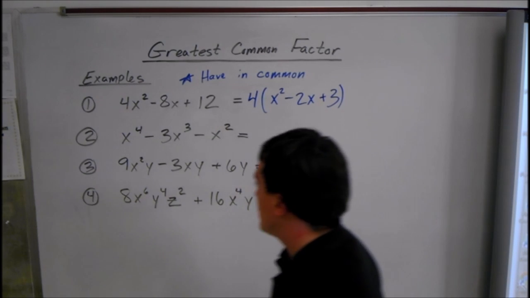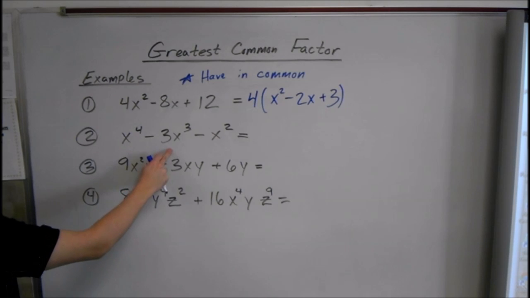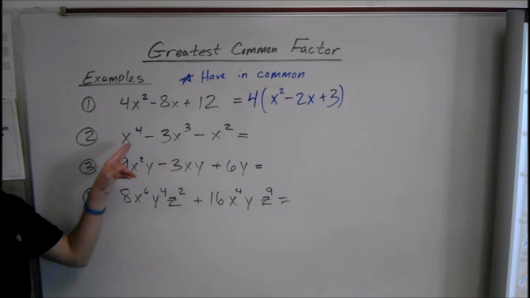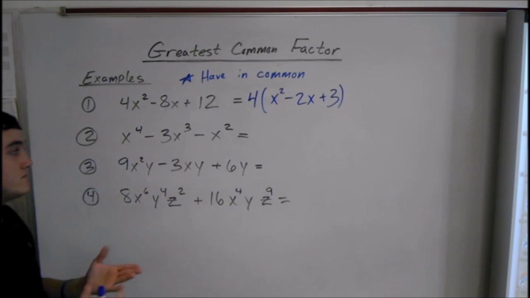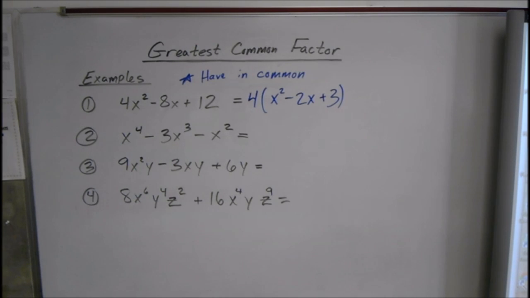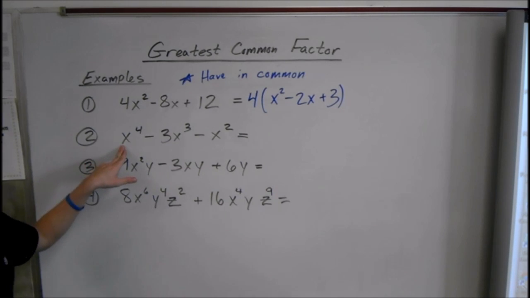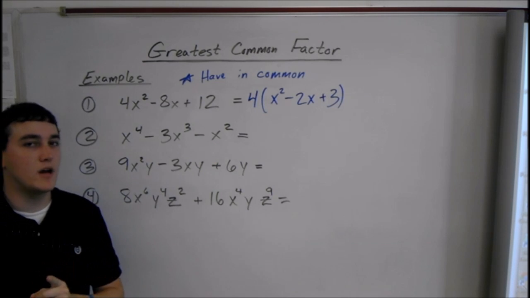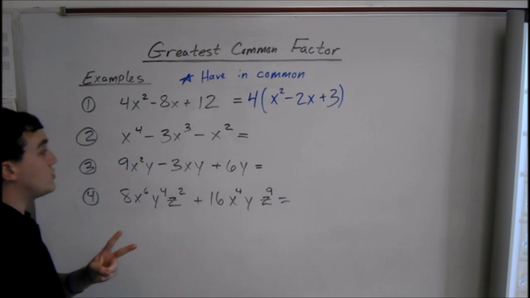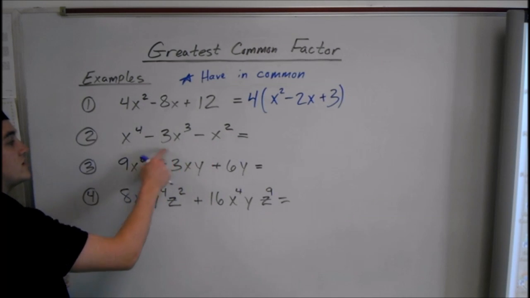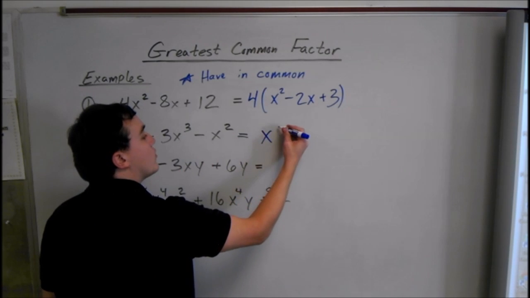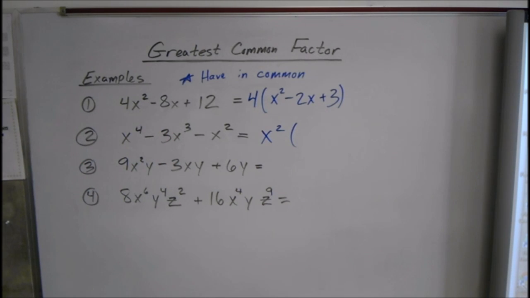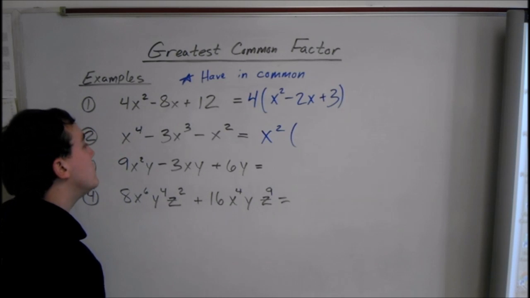Okay? Next example, we have x to the fourth minus 3x cubed minus x squared. Well, there's no number in front of either of these. So we're probably going to be taking out an x, or multiple x's. So we see this term has 4 x's, this term has 3, and this has 2. So the max amount of x's that we can take out are 2. Because there are 2 in this term, 3 in this term, 4 in this term. So we can take out 2 of them. Always take out the least number of x's, or the least exponent.